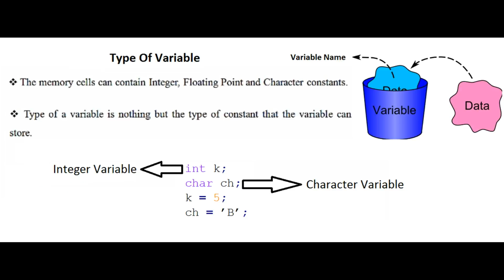And next is the type of variable. The memory cell can contain integer, floating point and character constants. The type of a variable is nothing but the type of constant that the variable can store, or we can say the type of constant stored in the variable is called the type of the variable. For example, we have defined two different variables here. The first variable contains an integer value, that's why it is an integer variable. The second variable contains the value of a character, so it is a character variable.